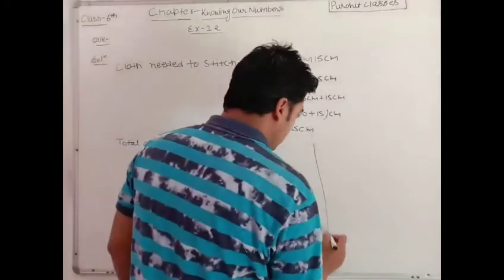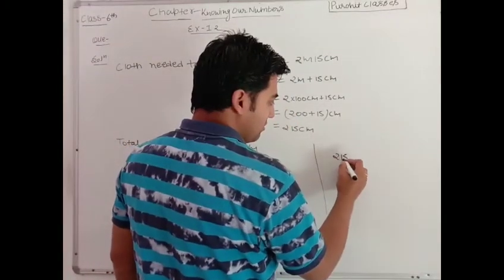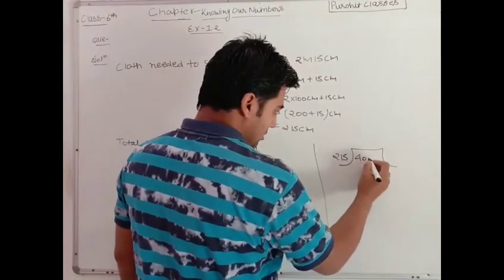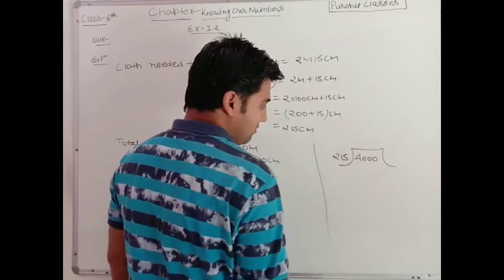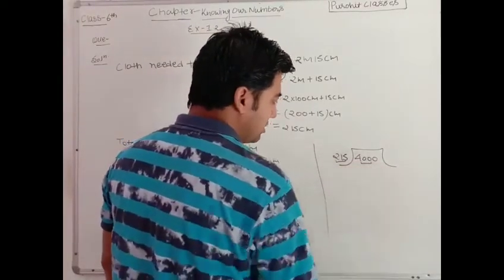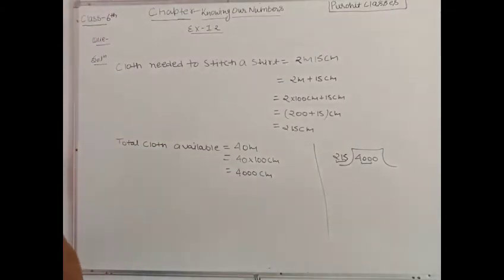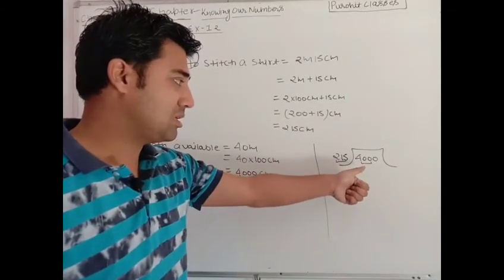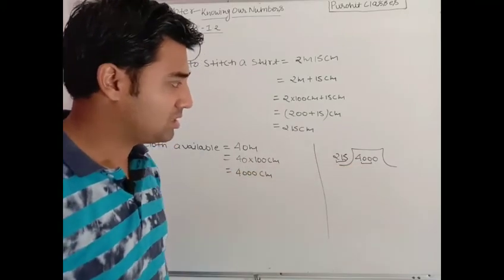So let us do our working here. 4000 is being divided by 215. Let's see, the divisor has 3 digits. First we will compare. The 3 digits of the divisor are 215 and the dividend's first three digits are 400. That is greater, so we will start dividing.